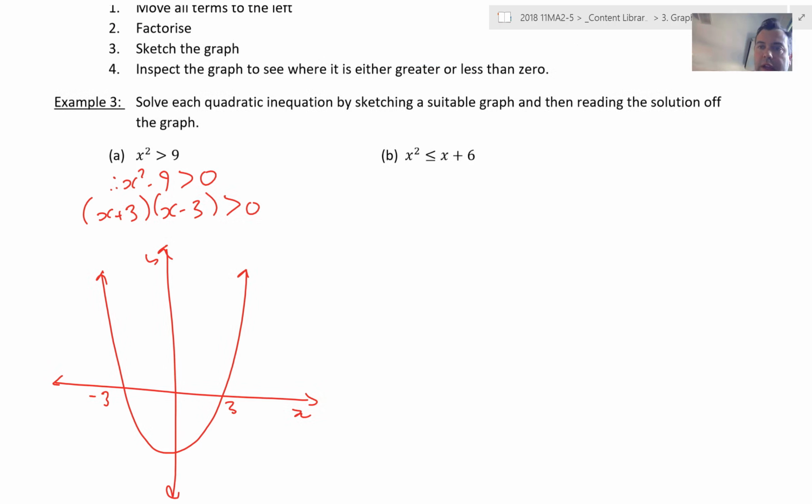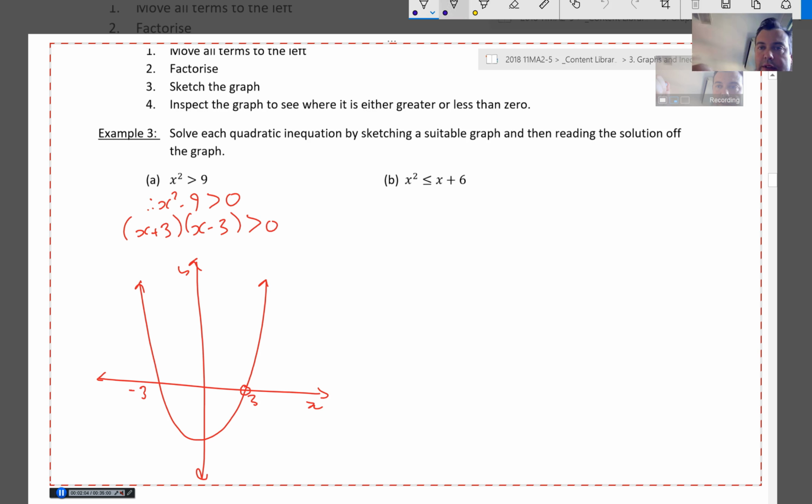Now, here is x squared is greater than 9. Well, let's think. Where is this curve strictly greater than 0? Well, here above the x-axis is where it's greater than 0. So, it's not equal to, so it's got to be an open circle. Okay, so open circle, not a closed circle, up here, and these parts here are where it is greater than 0.